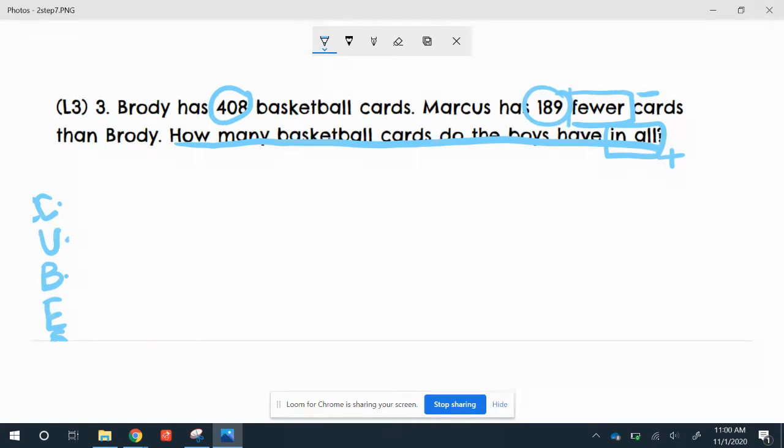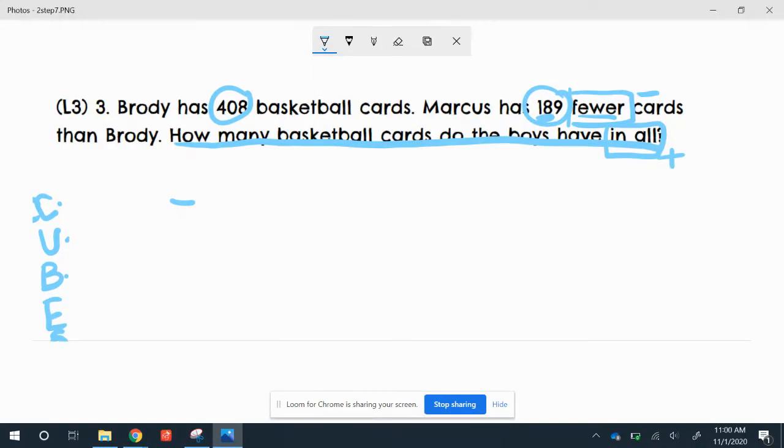But what keyword do we use first? We're always going to look for the kissing keyword, the number that's kissing the keyword, or the keyword that's kissing the number. For example, I see that the keyword fewer is kissing the 189. So I know that I'm going to use the keyword fewer first. I know that fewer means to subtract.